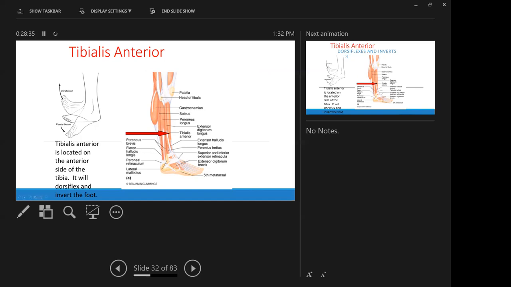So there is the tibialis anterior right there. When it contracts, the toes go up and the heel goes down. When the gastrocnemius contracts, the heel goes up and the toes go down, just the opposite. So we call it dorsiflexion of the foot, bringing up the toes.